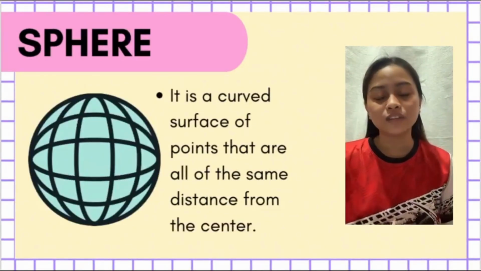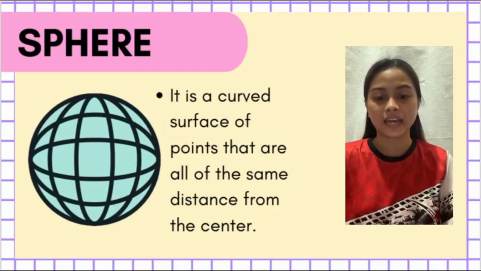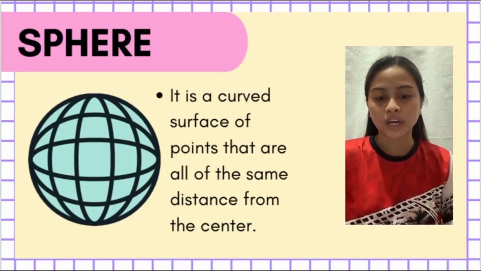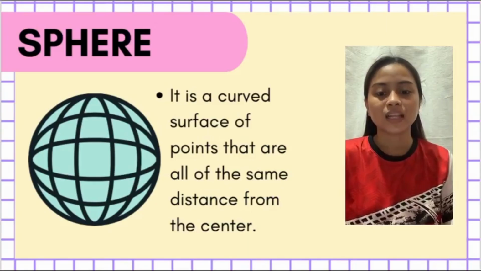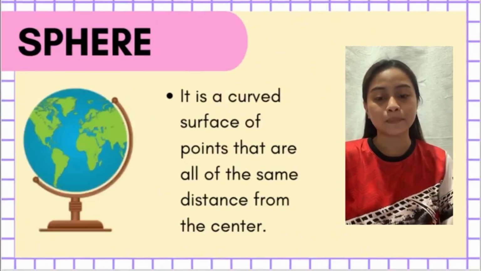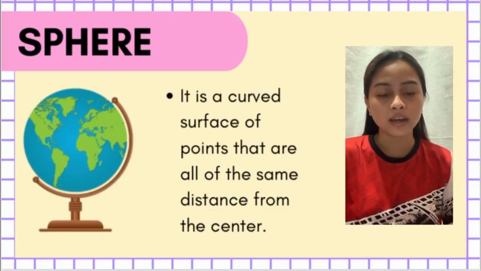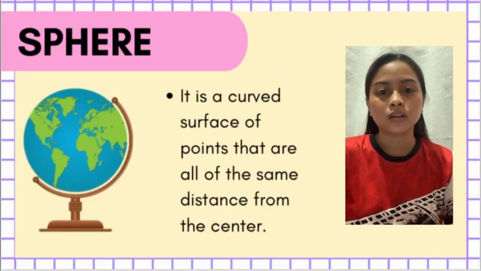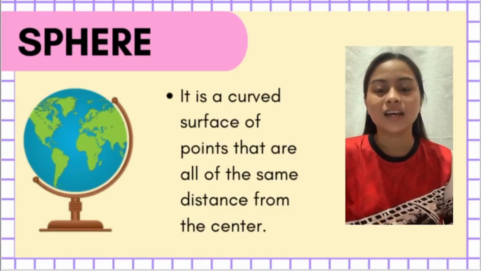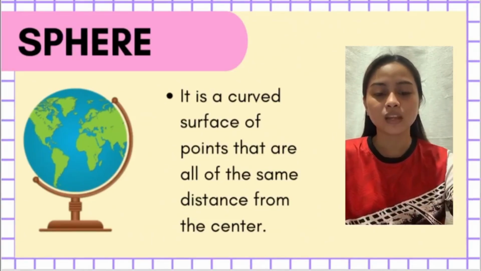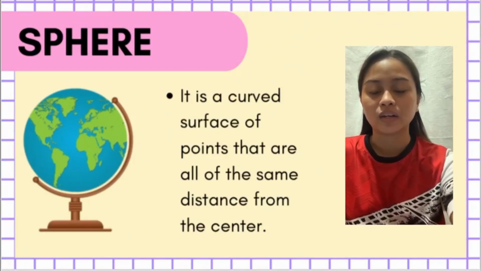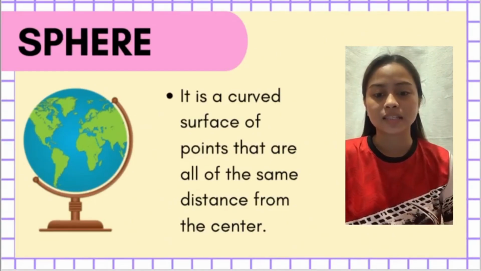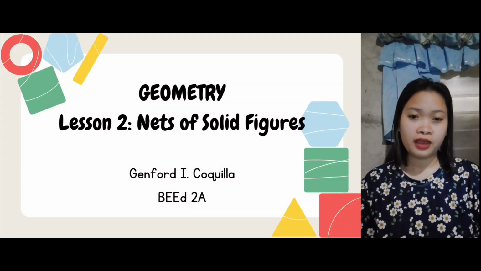Then the last solid figure is the sphere. A sphere is a curved surface of points that are all the same distance from the center. Examples of a sphere are the globe and also the basketball, the volleyball. It is an example of a sphere. So that you can better understand what solid figures are, it will be discussed in the next lesson. So, good day everyone.